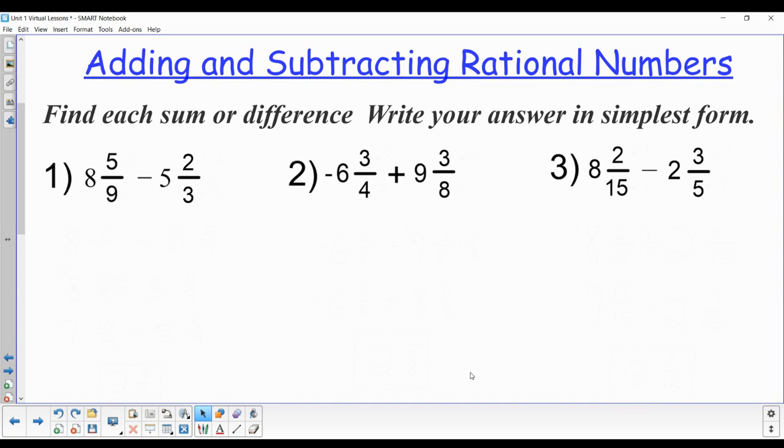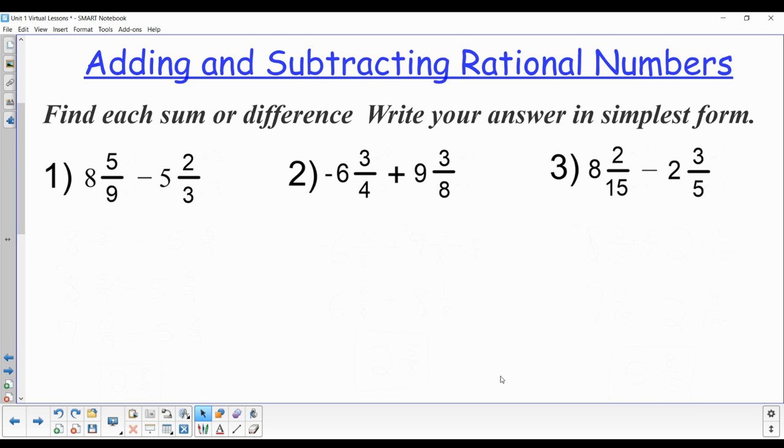Hello, in this video, we are going to review adding and subtracting rational numbers. When we talk about rational numbers, this video is meant for those that are at a normal 7th grade level. So we're only talking about positive and negative fractions and mixed numbers. There will not be any decimals, repeating decimals, or any other things that fall under rational numbers in this case.